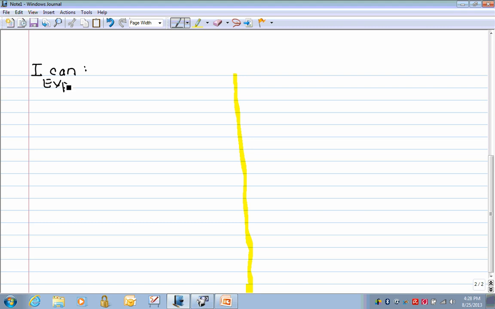explain graphs and charts such as bar graphs. So here's our verb. This is what we're going to be able to do. Explain. We're going to explain graphs and charts and bar graphs. So I'll pause here so you can get your I can statement written on the left side of your notes.